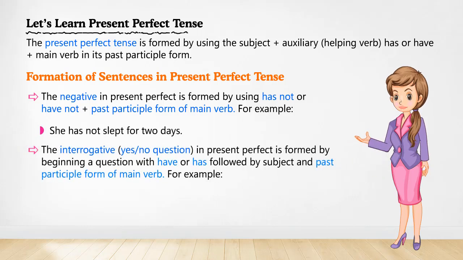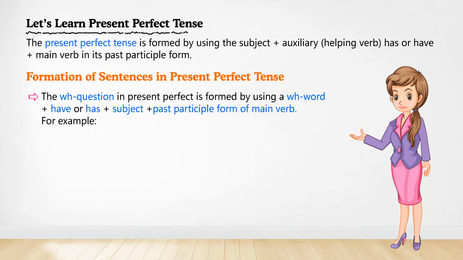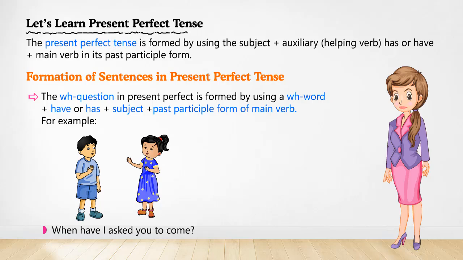The interrogative yes, no question in present perfect is formed by beginning a question with have or has followed by subject and past participle form of main verb. For example, has she replied to our query? The WH question in present perfect is formed by using a WH word plus have or has plus subject plus past participle form of main verb. For example, when have I asked you to come?